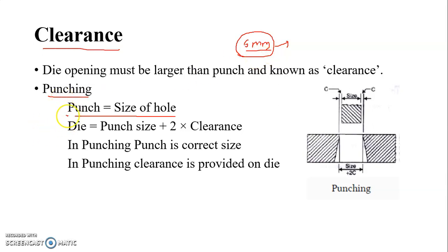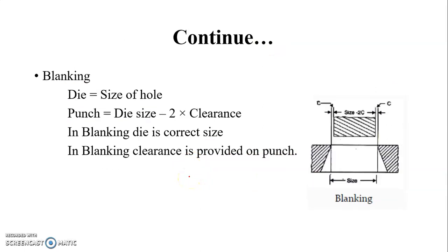In punching operation, the punch is the size of the hole and the die size is equal to punch size plus 2 into clearance. We have to give the clearance on the punch size so that we get the die size in case of punching operation. In punching operation, the punch is the correct size. If in the final product we want a 6 mm diameter hole, then in punching operation the punch will be the correct size and the clearance is given on the die. The clearance will be provided on the die in punching operation.